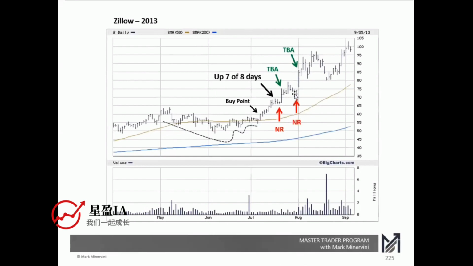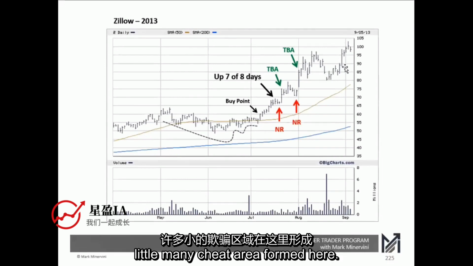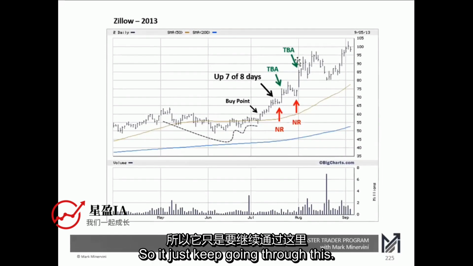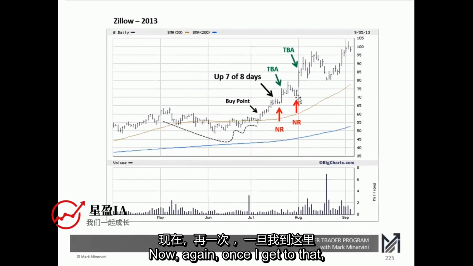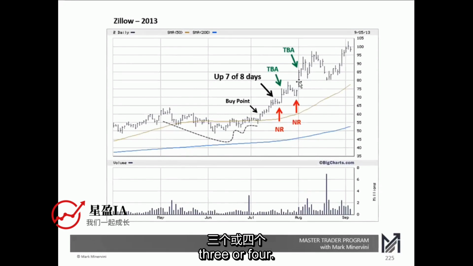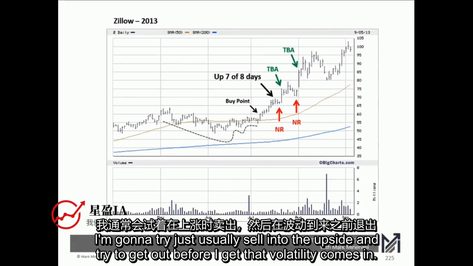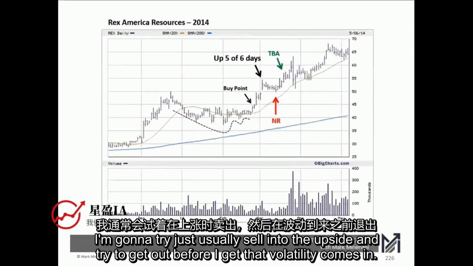And look how strong, right? Another little natural reaction, back into new high ground, and a little mini cheat area formed here. So it just keeps going through this. Now, once I get to a couple of natural reactions, 3 or 4, I'm going to start looking for more volatility. I'm usually going to try to sell into the upside and get out before that volatility comes in.